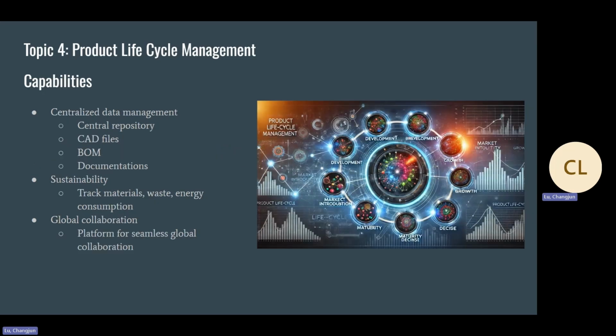As for its capabilities, it centralizes data management, and it serves as a central repository for all product-related data such as CAD files, bill of materials, and documentation. This way it ensures consistency and accessibility across the organization. It ensures sustainability as it can track materials, waste, energy consumption, and adherence to sustainability goals. It helps with global collaboration as it provides a platform for seamless global collaboration, allowing organizations to leverage expertise from around the world.